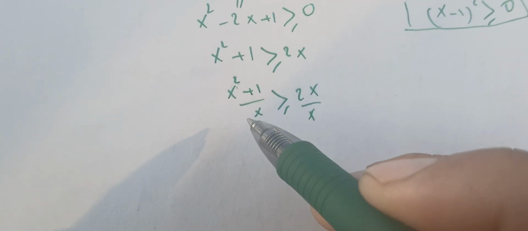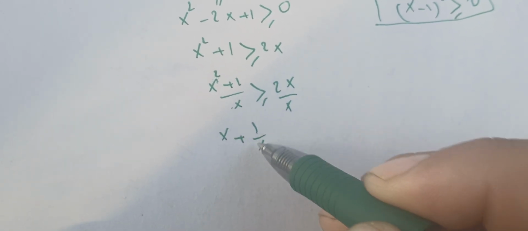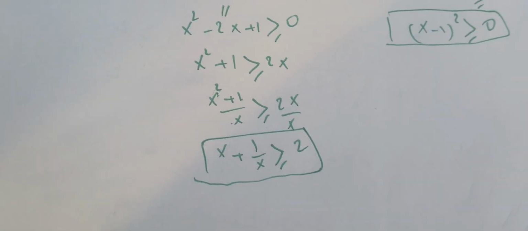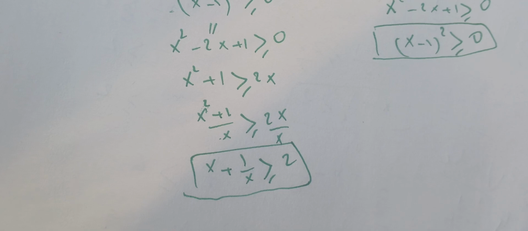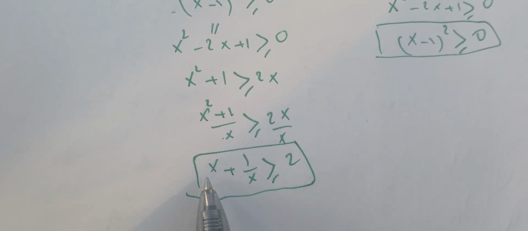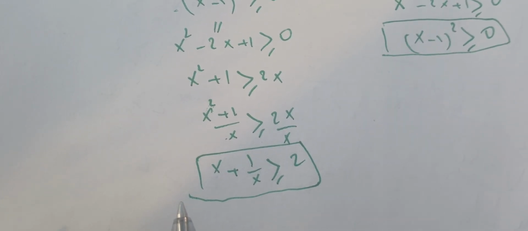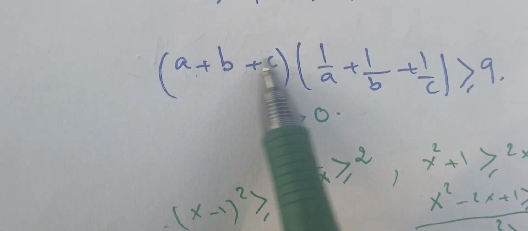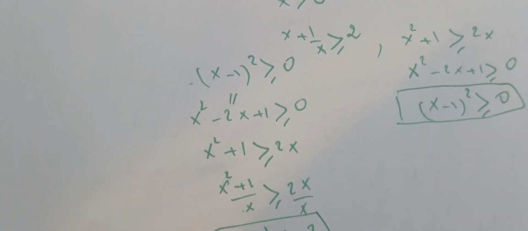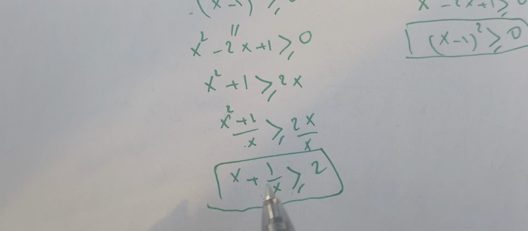So here we get x squared by x is x, plus 1 by x, it's 1/x, bigger than or equal to 2. And this is what we need. Now we're going to use this result. Remember that if x is positive, x plus its reciprocal is always bigger than or equal to 2. So now we're going to decompose the original expression and use this fact.